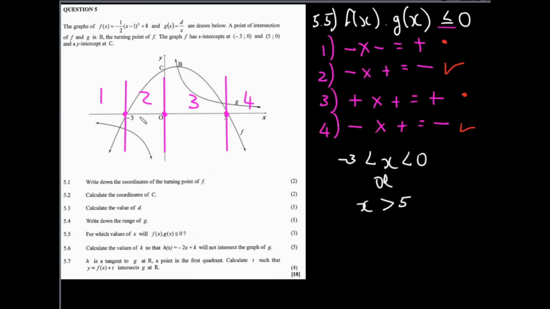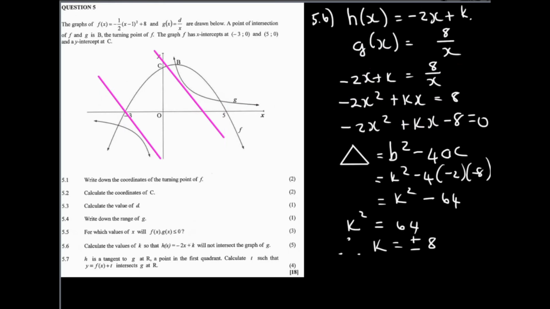So in other words, between negative 3 and 0, the graph will be negative, and for all values greater than 5, the graph will be negative as well. So now we can say x is greater than or equal to, okay, please don't forget to include that equal to because it's included on top here, and x has to be greater than or equal to 5. Okay, let's look at the next question.